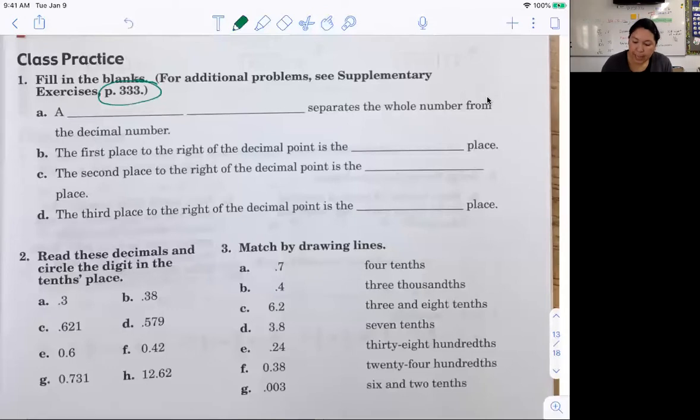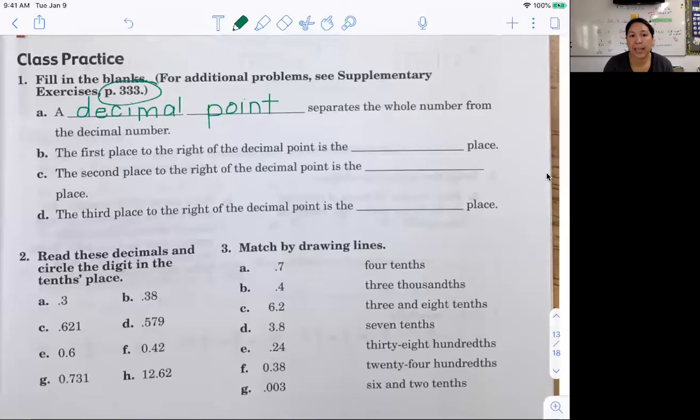Okay, so let's look at 1A. A blank separates the whole number from the decimal number. What do we call this little dot right here? We call it a decimal point. Okay, let's all write that word right here. A decimal point separates the whole number from the decimal number. Okay, let's go to our next one.